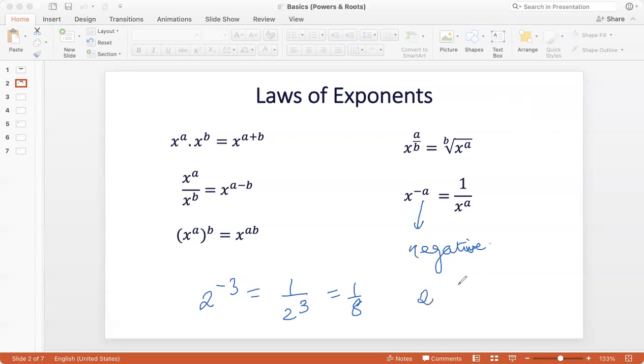2 to the power, let's say, negative 1 by 3 is 1 over 2 to the power 1 by 3, which is 1 over the third root of 2. So whenever you see a negative exponent, simply take the reciprocal and get rid of the exponent. Get rid of the negative sign. Okay, let's do some sample problems.